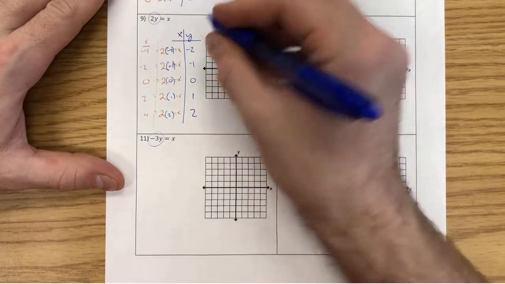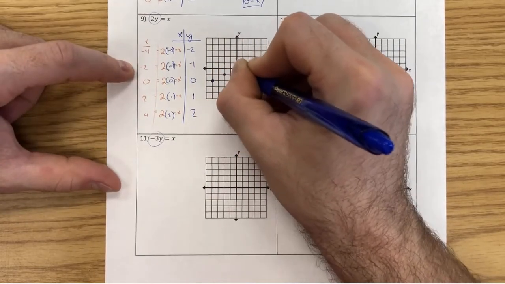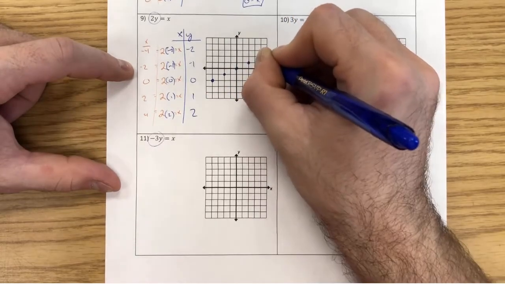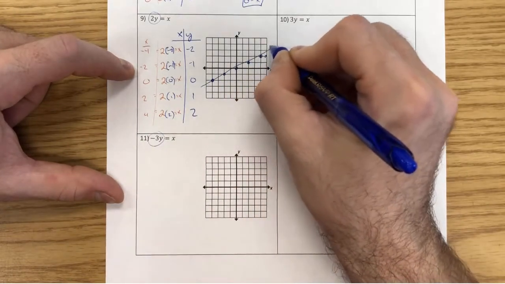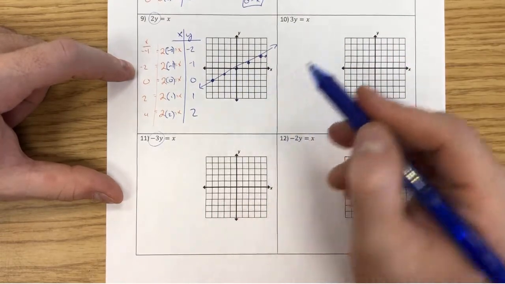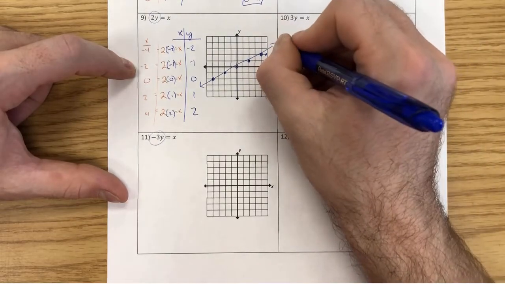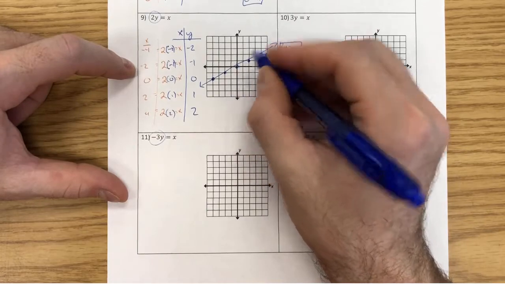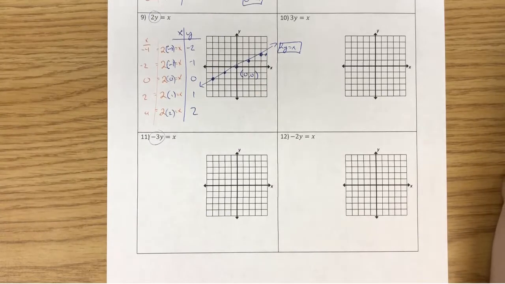I know at -4, -2, -2, -1, 0, 0, 2, 1, and 4, 2. Connect them all with a line. Kind of missed that there, but I'm drawing in pen, so let's just act like that went through that point. And label it 2y is equal to x. And I'm going to mark that middle point. Again, I'm going to assume that that actually touched. I'm going to label it.